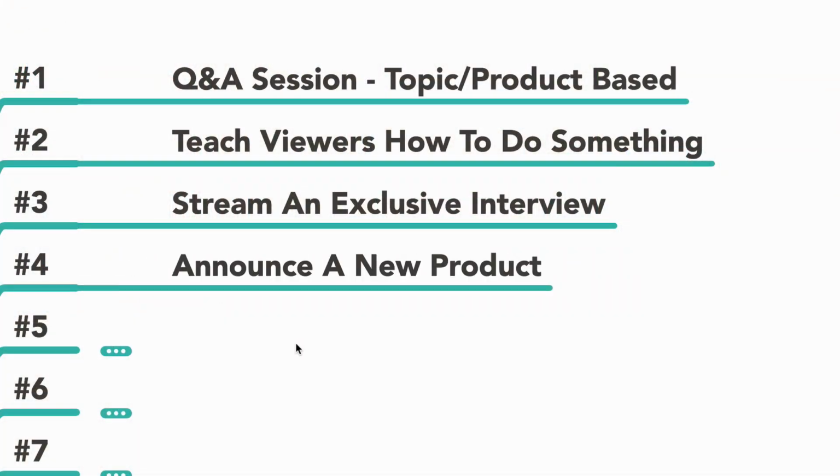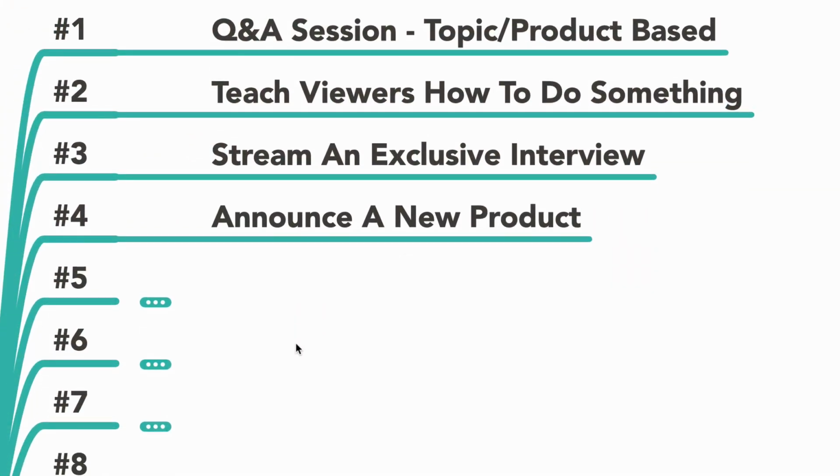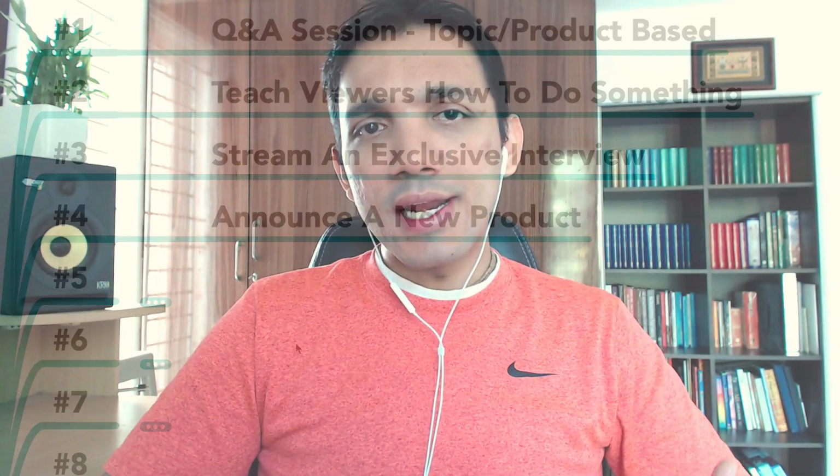Number 4 is you can announce a new product. If there's a new product launch happening, you want to really give people a perspective of what's coming up. Facebook Live will be very good for that.